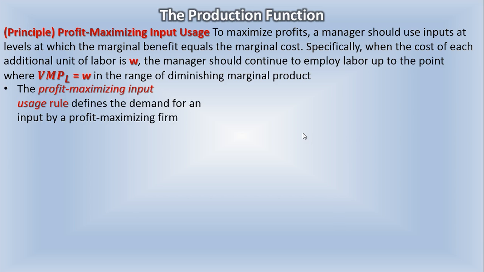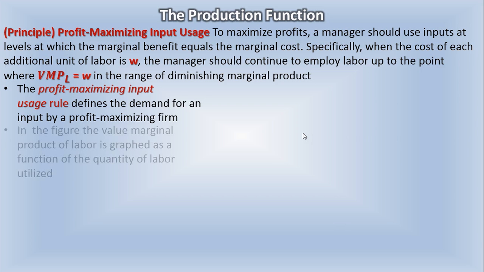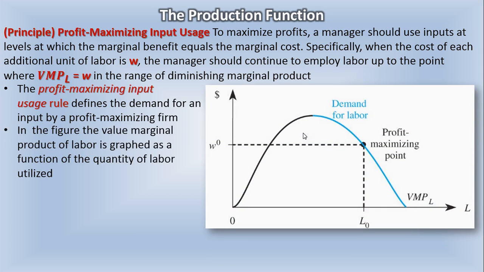The profit maximizing input usage rule defines the demand for an input by a profit maximizing firm. So it defines the willingness to hire folks. So here we've got our value of marginal product of labor curve. Again, it reflects the nature of our marginal product of labor. Remember, marginal product of labor was increasing over the increasing returns range, then decreasing over the diminishing returns range. And so if you just multiply that by the price that you can sell the output at, you're going to get that same hump-shaped relationship, which is our value of marginal product of labor.